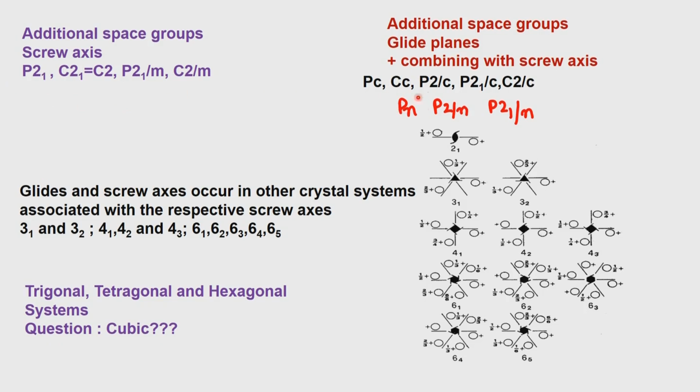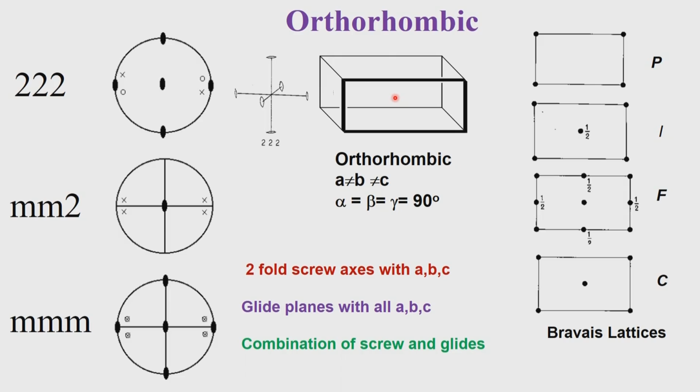But the screw axis and the glide planes will affect only the so-called projection reflections, whereas the general reflections are affected by the centering operation. And that is why the priority is given to the lattice type, and then the 2-fold and the translation-involved symmetries like 2-1 and n and so on. Right. We go to the next slide where we shift the system now to orthorhombic.